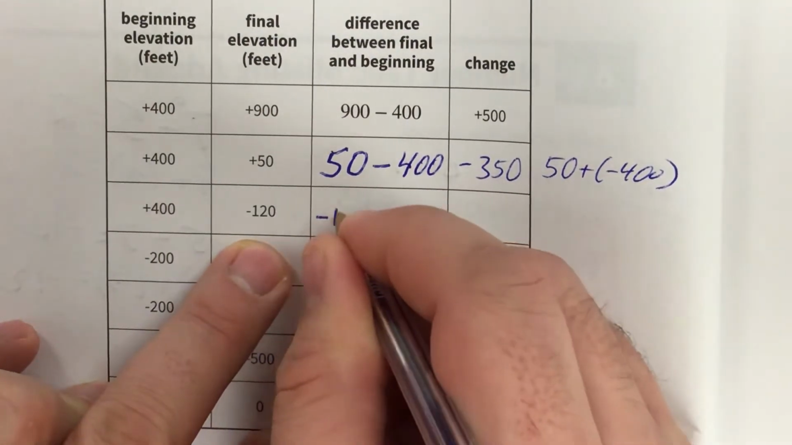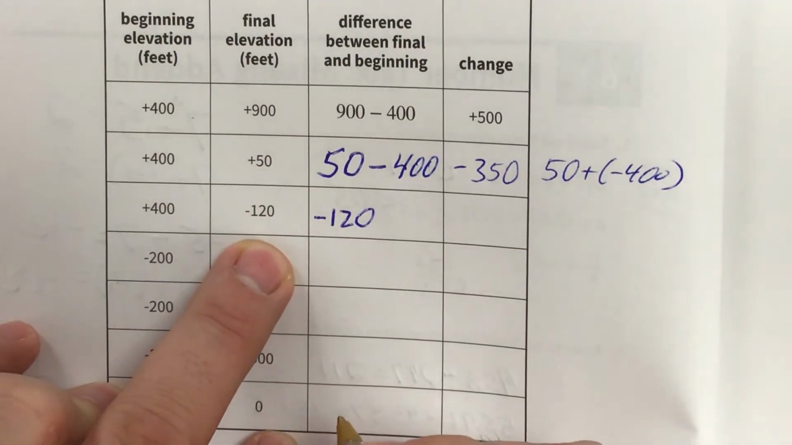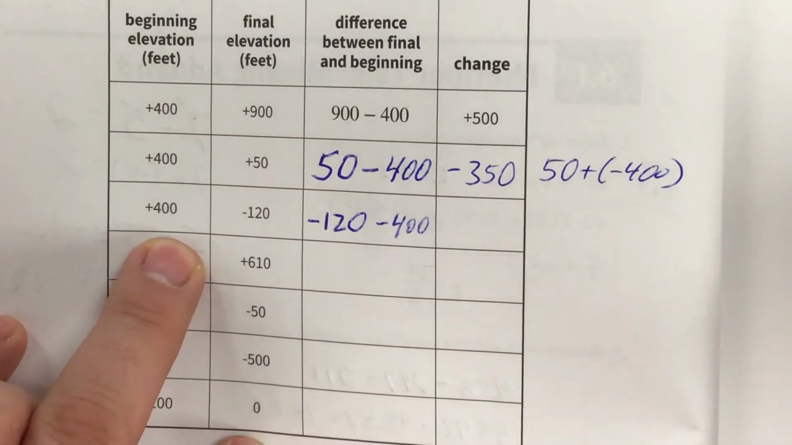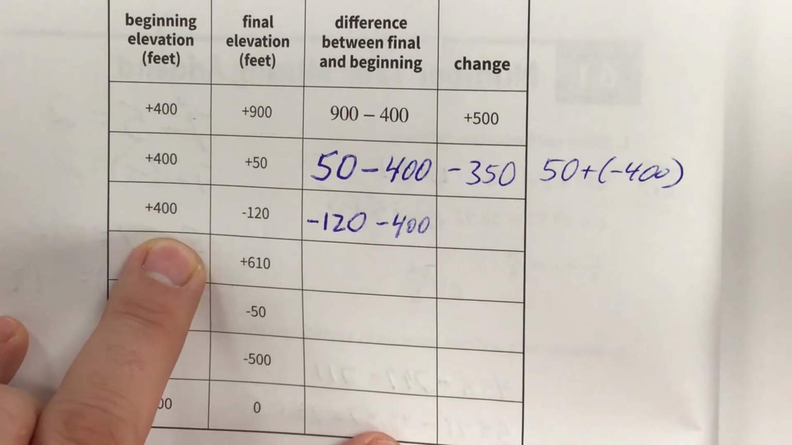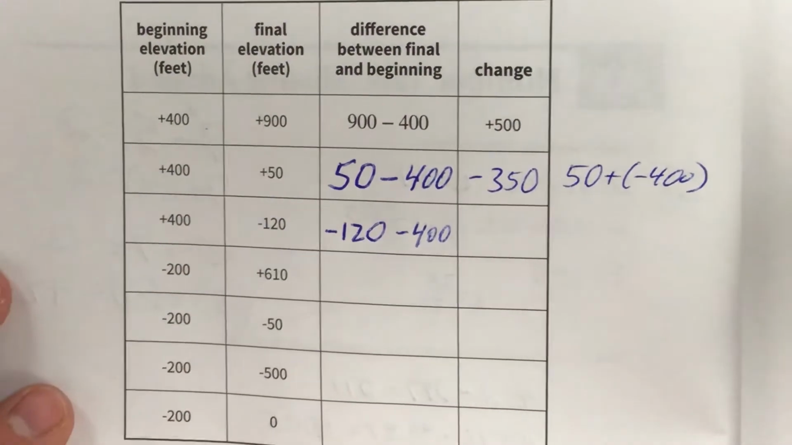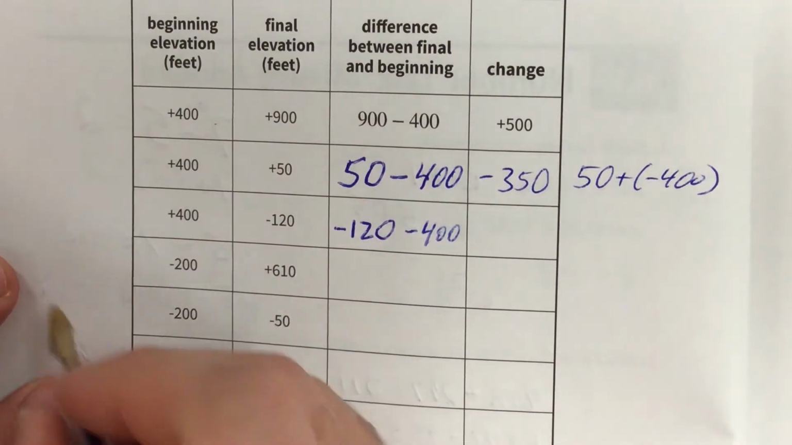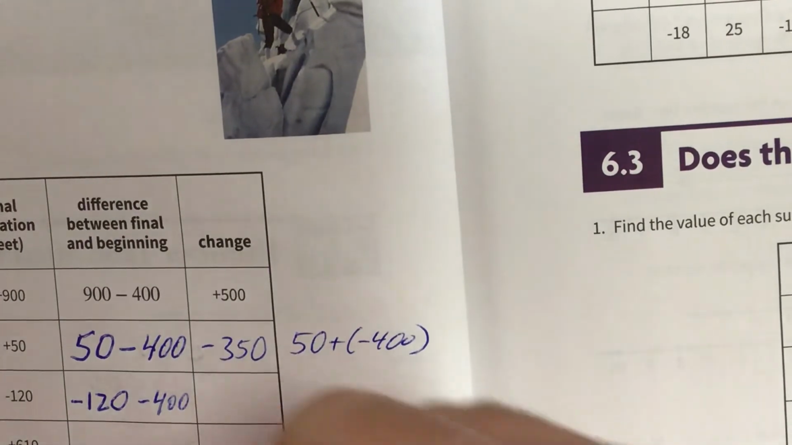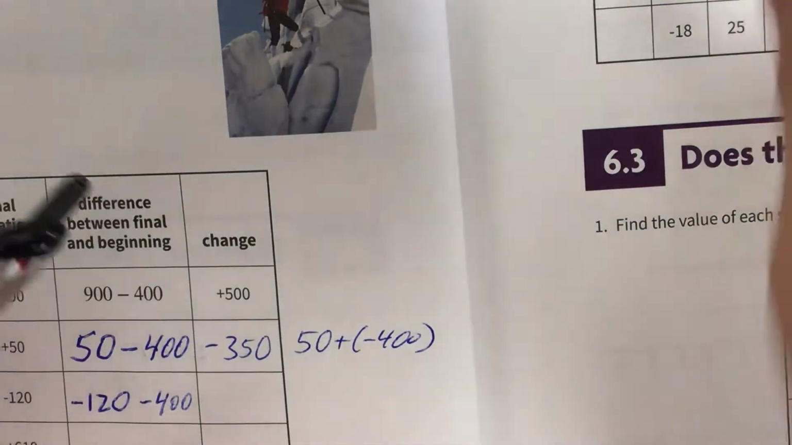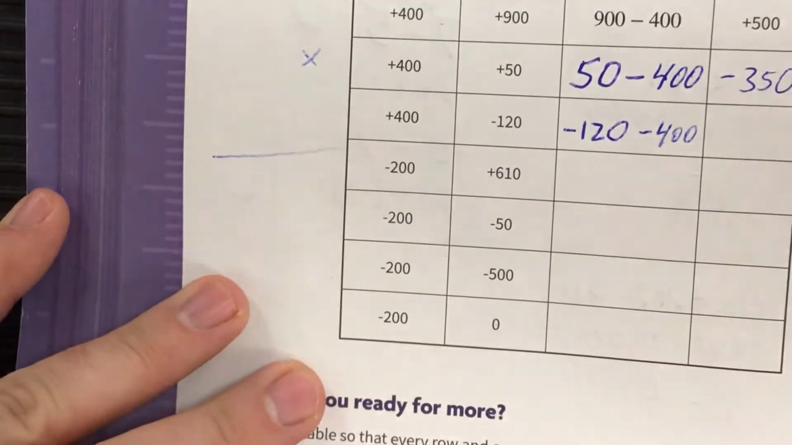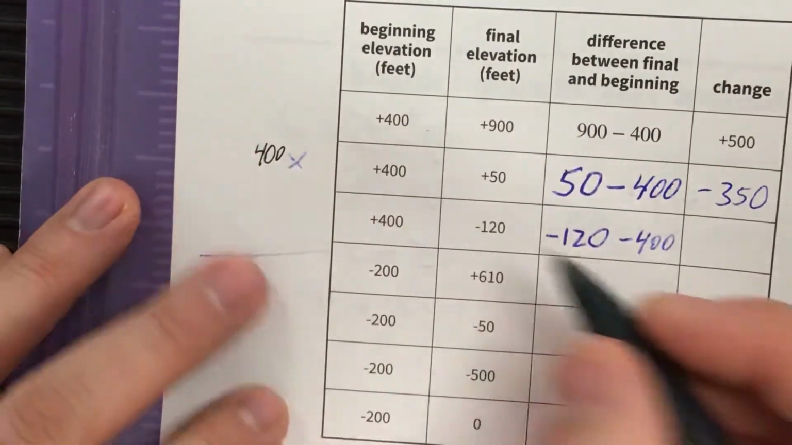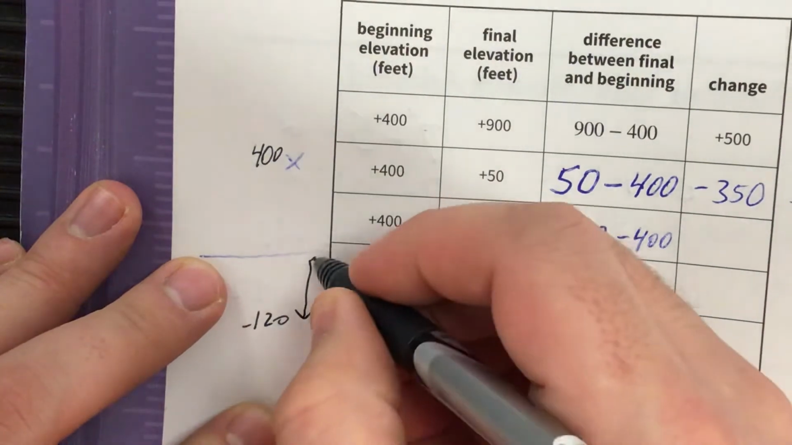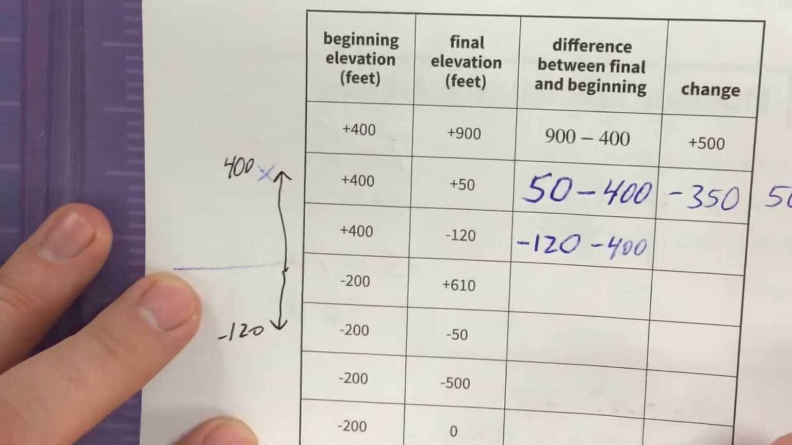Starting 120 in a cave, minus the initial. So here's one of those tricky ones again. And you can always draw a picture as well. Here's my sea level. I start 400 feet above. And I end at 120 below the surface. And I want to know how far apart those two things are.